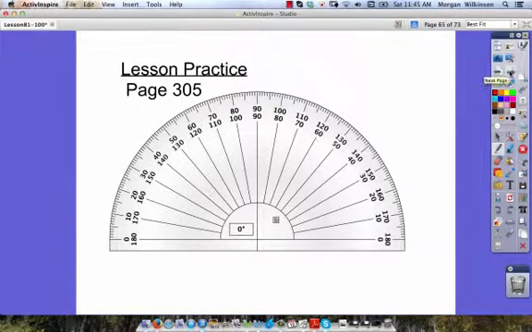Our lesson practice will be on page 305. We'll practice more with our protractors in our next class. Make sure you've got your notes complete, and I'll see you soon.